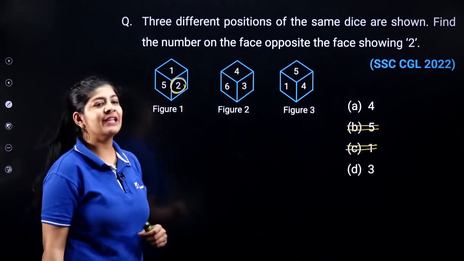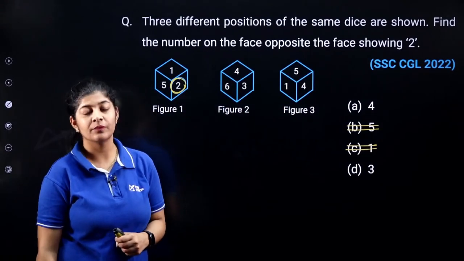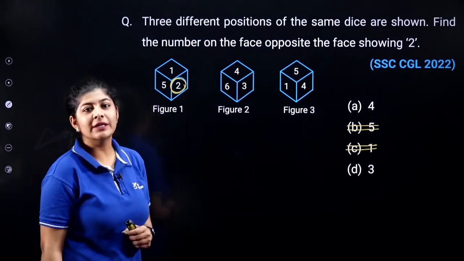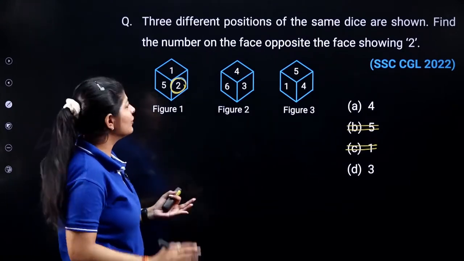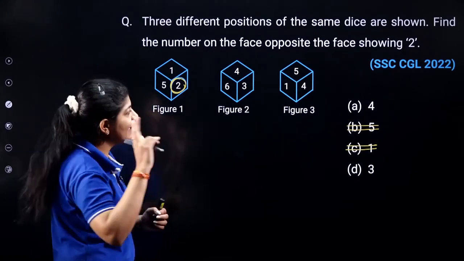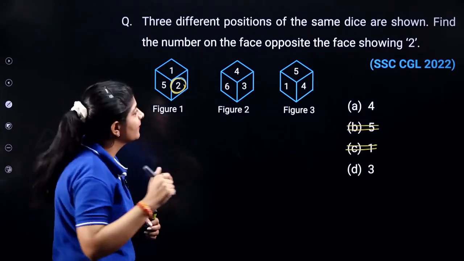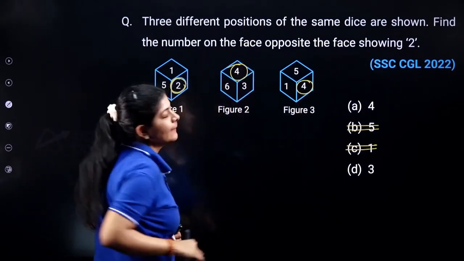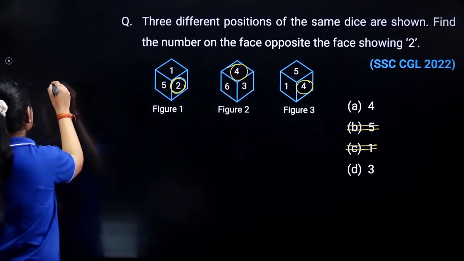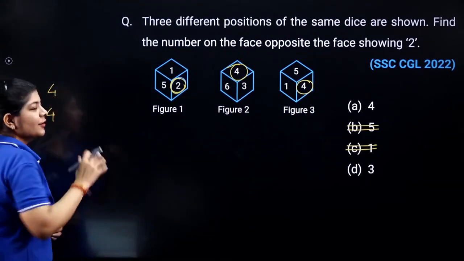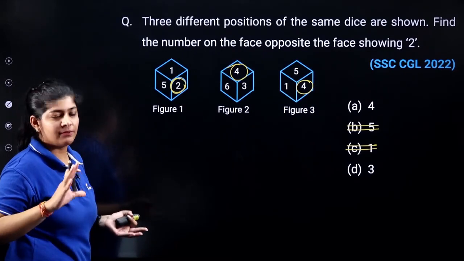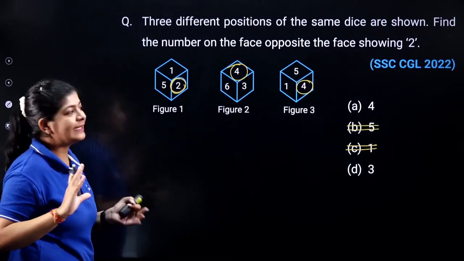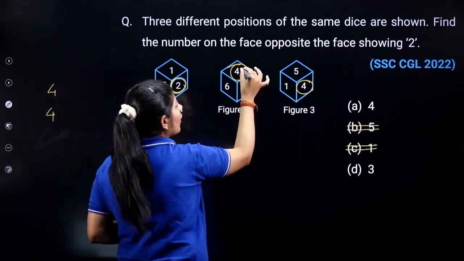Do we have 2 in any other figure? No. So now what we have to do? We have to find out one common pair in any of the 2 figures. So here we can say that this 4 and this 4 is common, right? Just simply write down 4. Now you can move in either of the direction, maybe the clockwise or maybe anti-clockwise. We are moving in the clockwise direction.